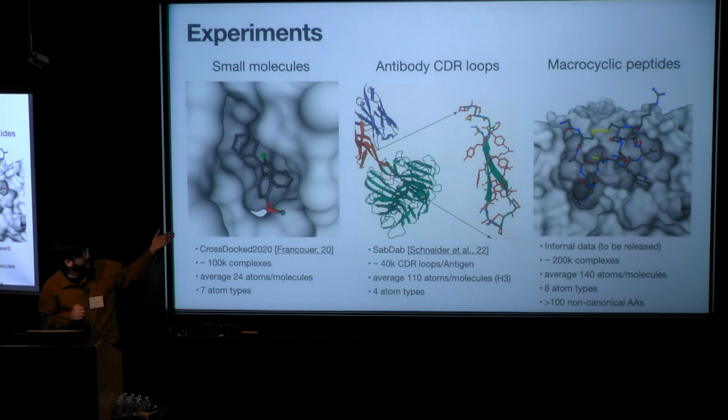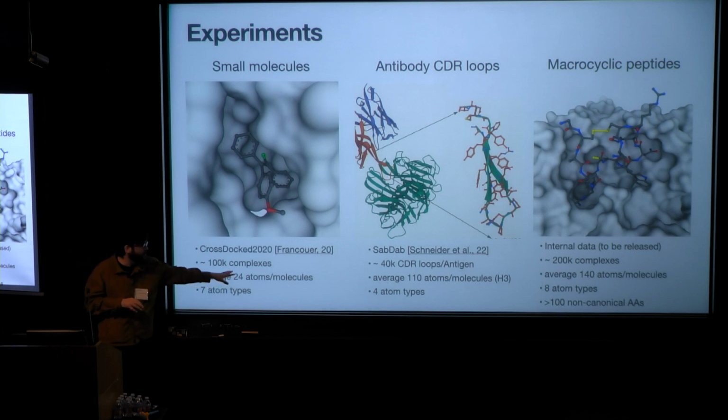And then also another modality which is called macro-cyclic peptides. This is a modality that people in the drug discovery space are getting super excited about because they share some properties of small molecule drugs and of large molecule drugs. Those are just some statistics of the different data sets. As the name implies, small molecules are quite small. On average they are 24 atoms per molecule.